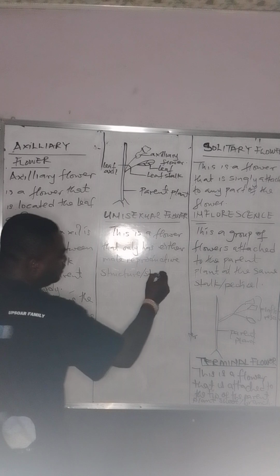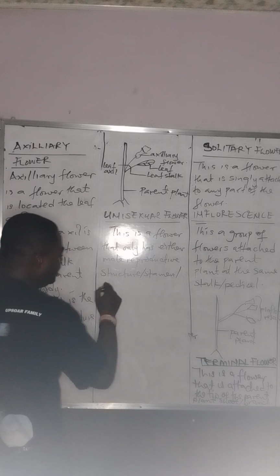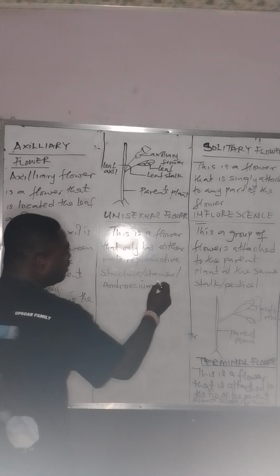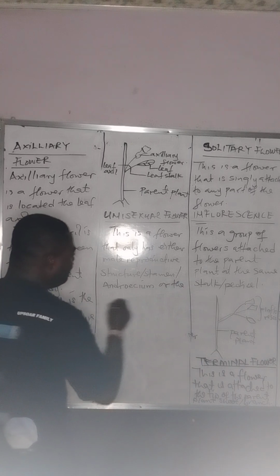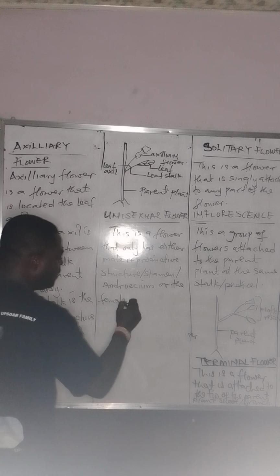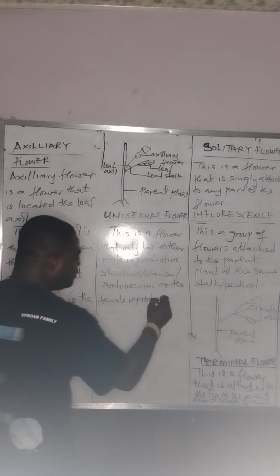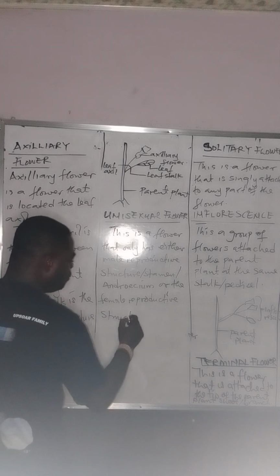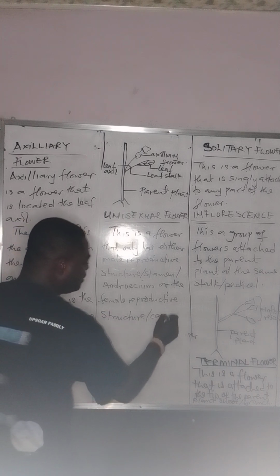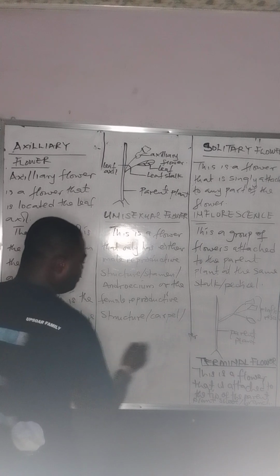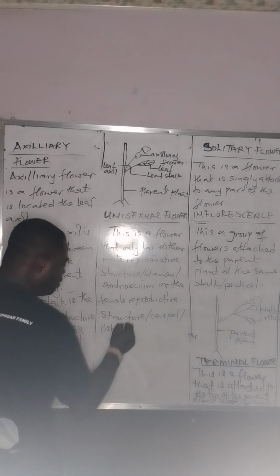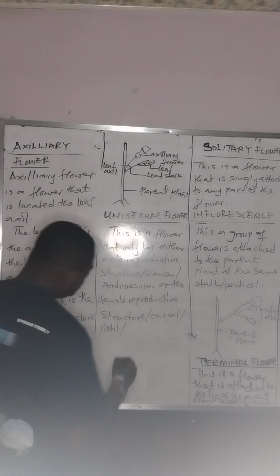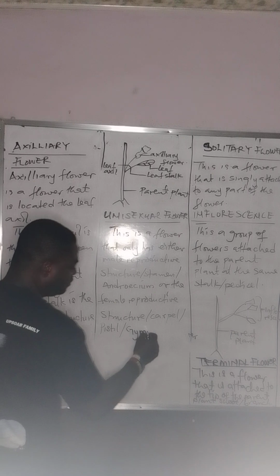called the stamen or androecium, if you don't forget from our last video, or the female reproductive structure, which is also known as the carpel, pistil, or gynoecium.